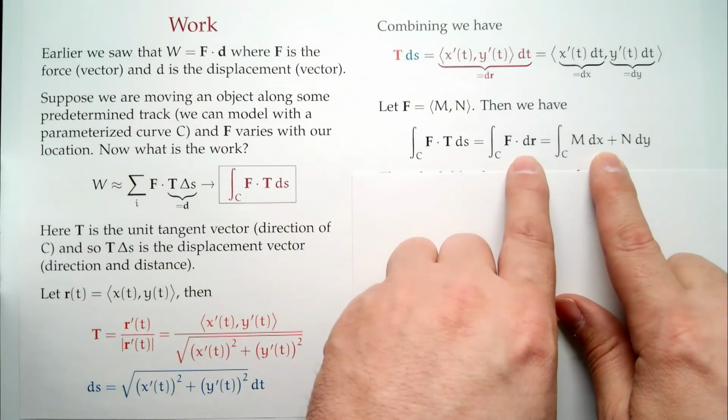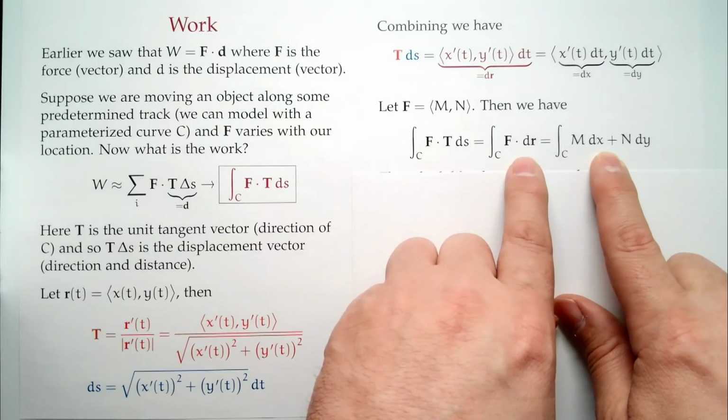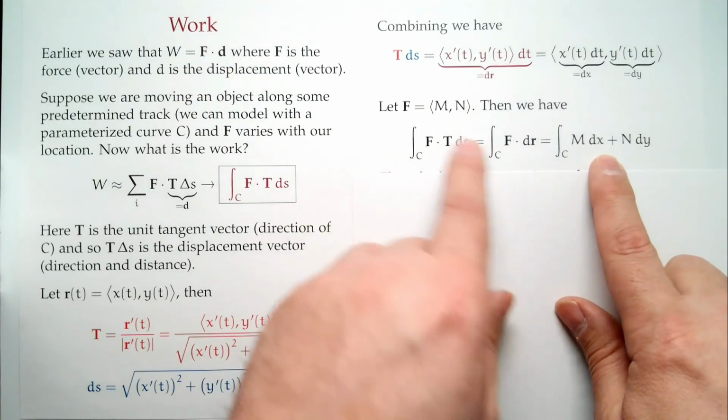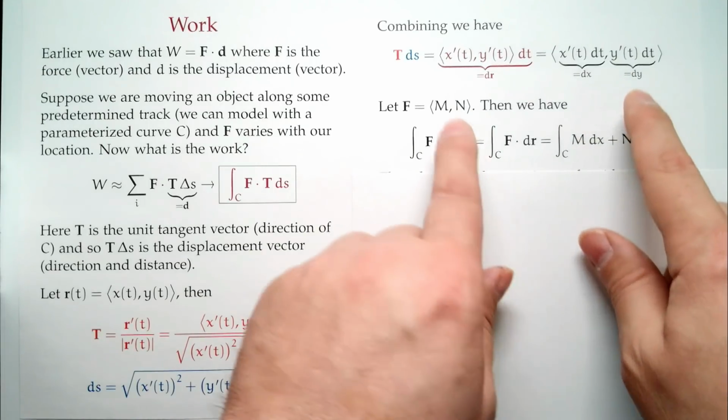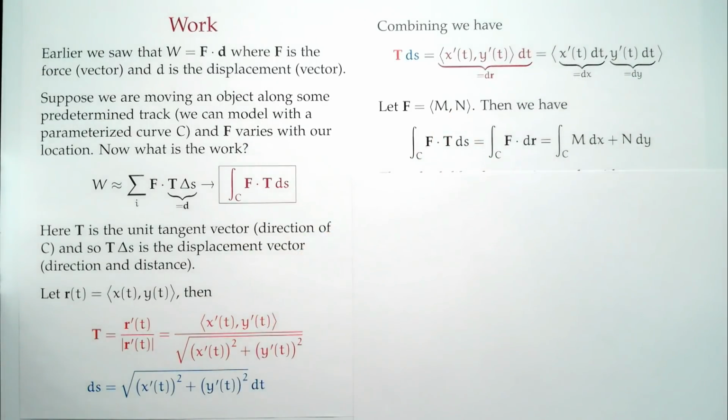This one is kind of the fun expression right here. Because if you look at it, what did we do? Well, we took F, which is the vector M N, and we dotted it with dx dy. So you'd have M dx plus N dy.